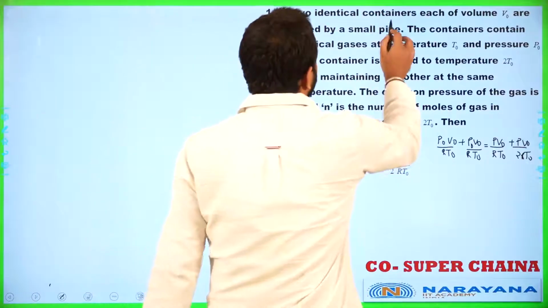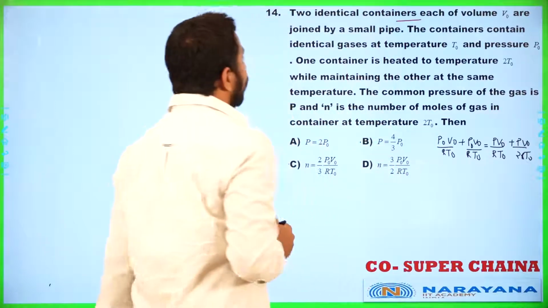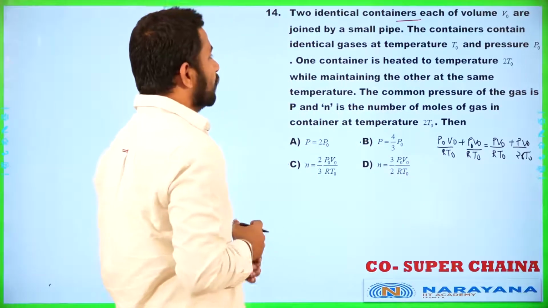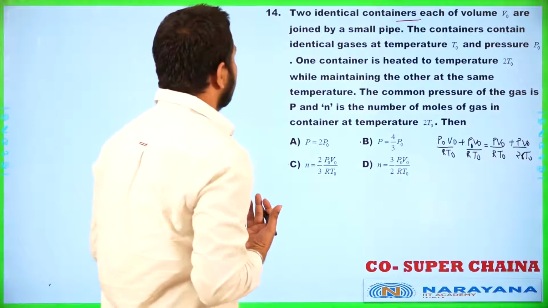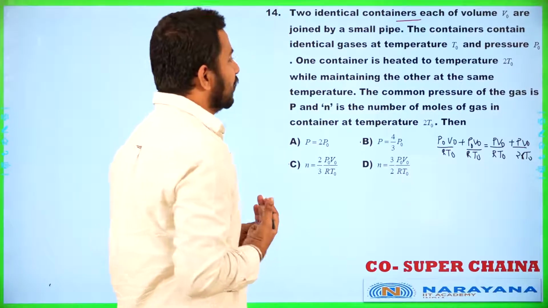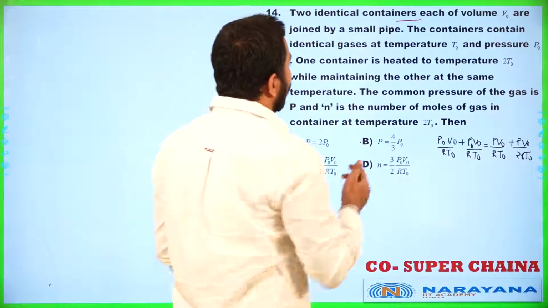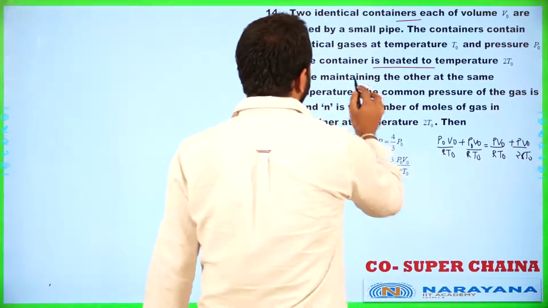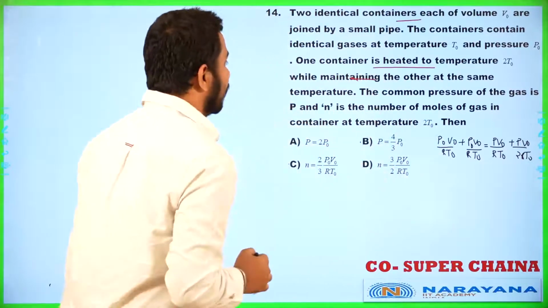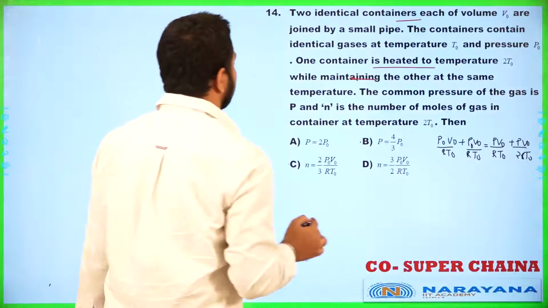Two identical containers, each of volume V0, are joined by a small pipe. The containers contain an ideal gas at temperature T0 and pressure P0. One container is heated to a temperature 2T0 while the other is maintained at T0. You have to find the common pressure.